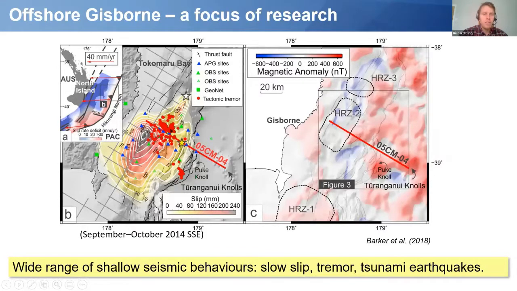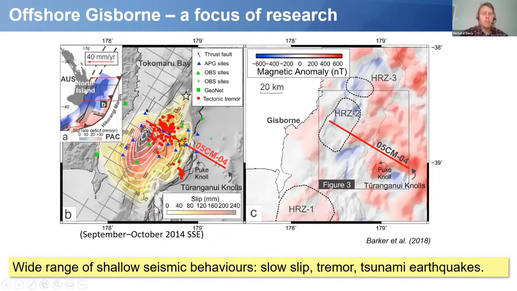So we have this white outline here, which shows the offset of a slow slip event in 2014. And these slow slip events are quite periodic in this particular region, occurring roughly every 2 years and lasting for around 4 to 6 weeks. It's associated with a lot of tectonic tremor, but we also have in the same area, which is why this area is quite interesting, historic tsunami earthquakes, as you can see by these two stars. These occurred in the 1940s.